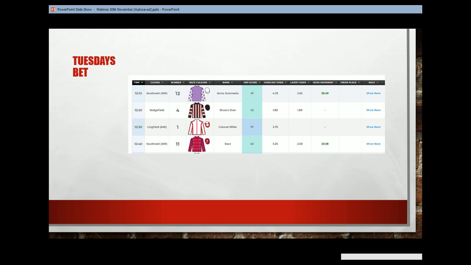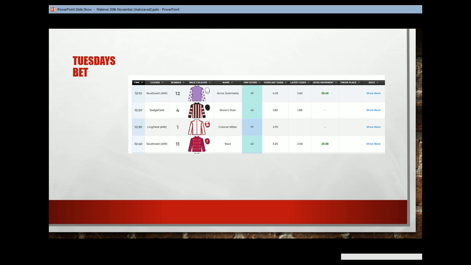12.10 Southwell, Anna Jamila. Look at that odds movement. Let's talk about that for a minute, because those green figures are going to be very important for you each day. I want you all to look at Anna Jamila. Top rated in the race, one of the top rated of the day. Any horse that's got 40 or over is looking good, okay? Forecast odds, that's the odds that it was forecast. They're called the tissue odds. Latest odds are the first odds that are offered when markets opened.